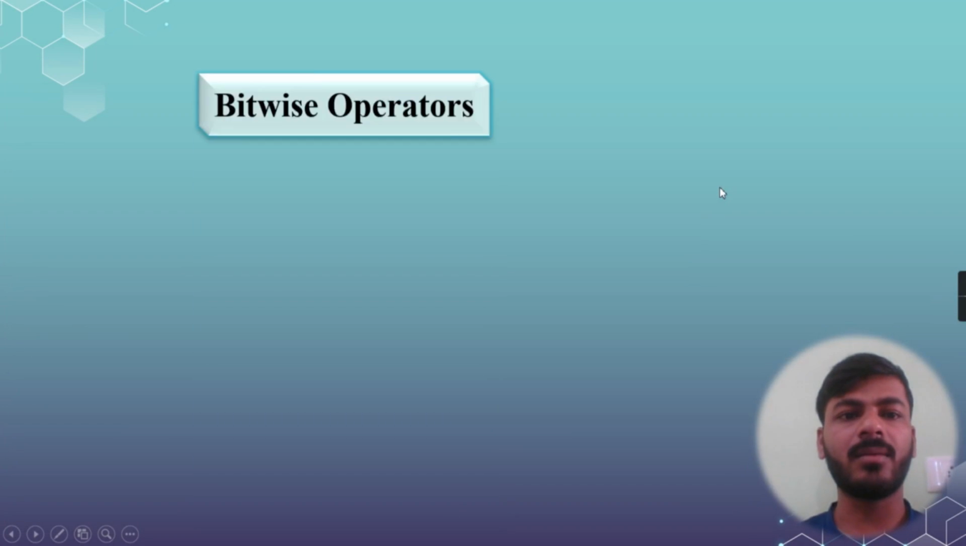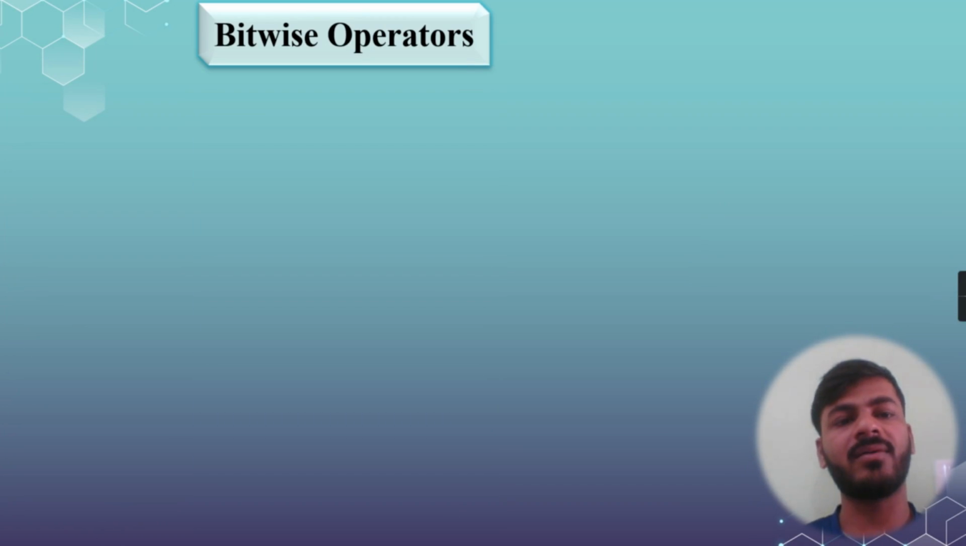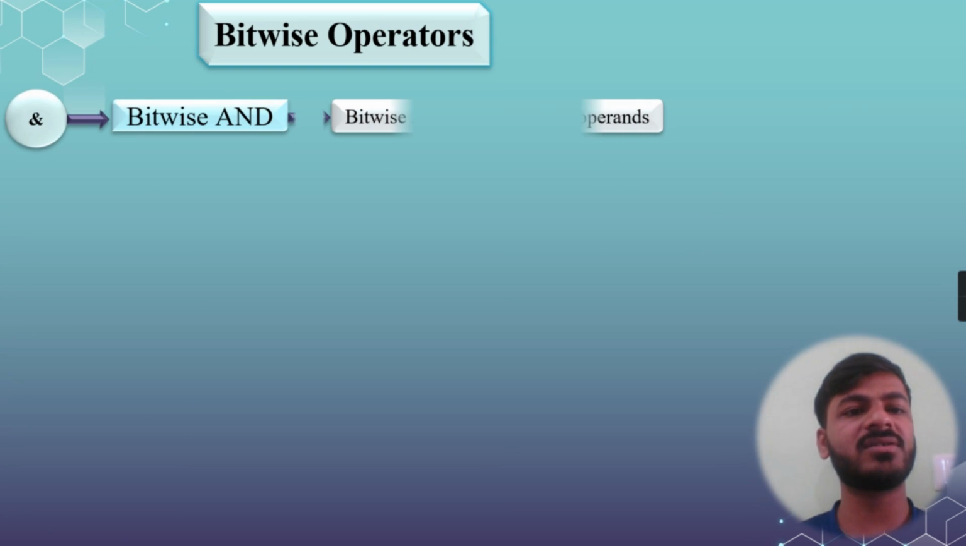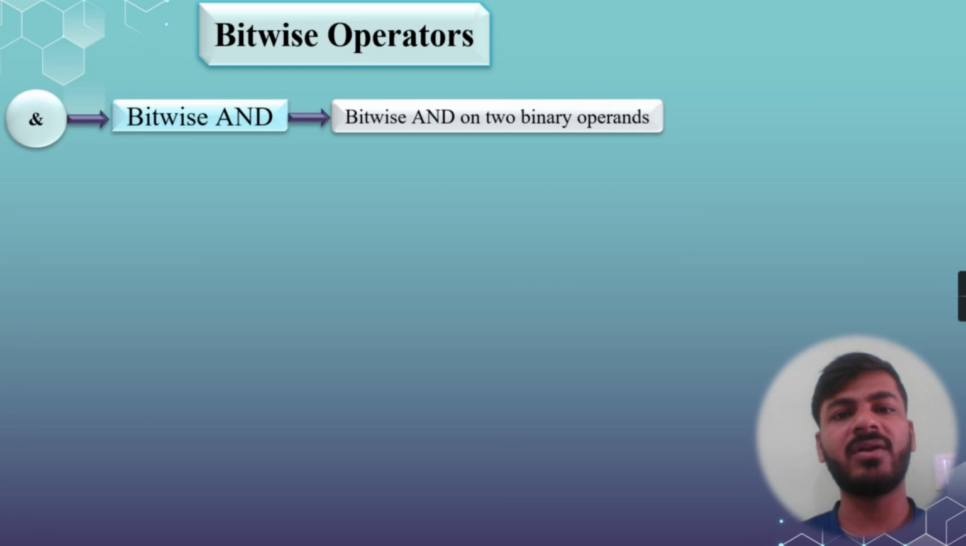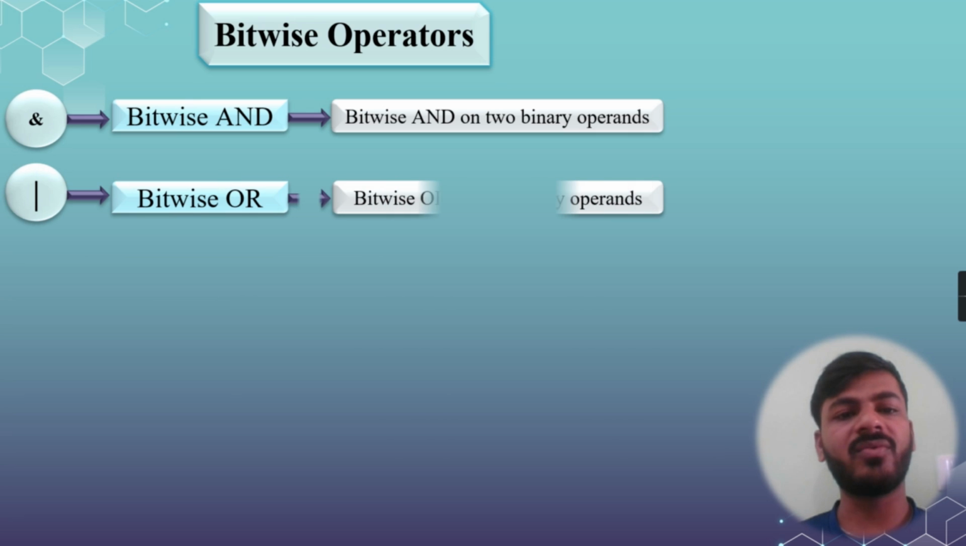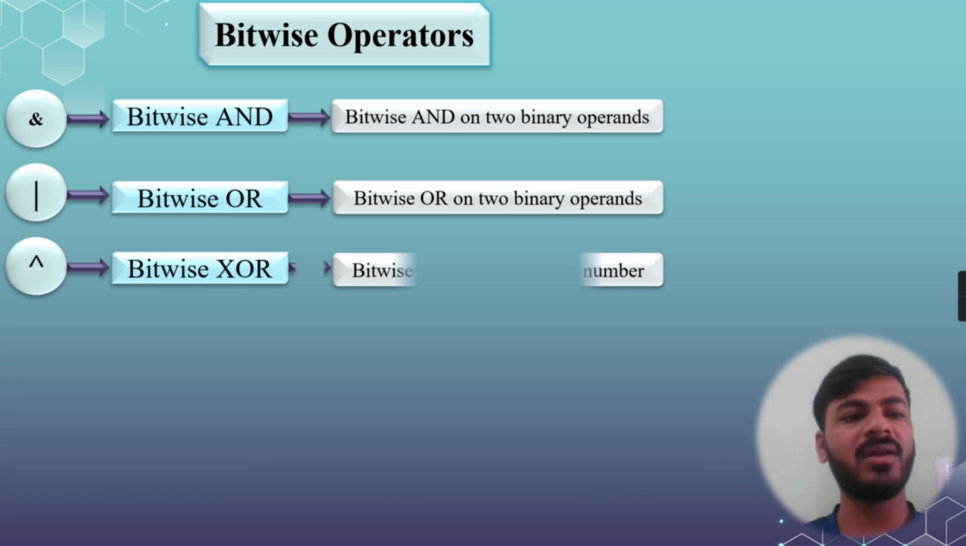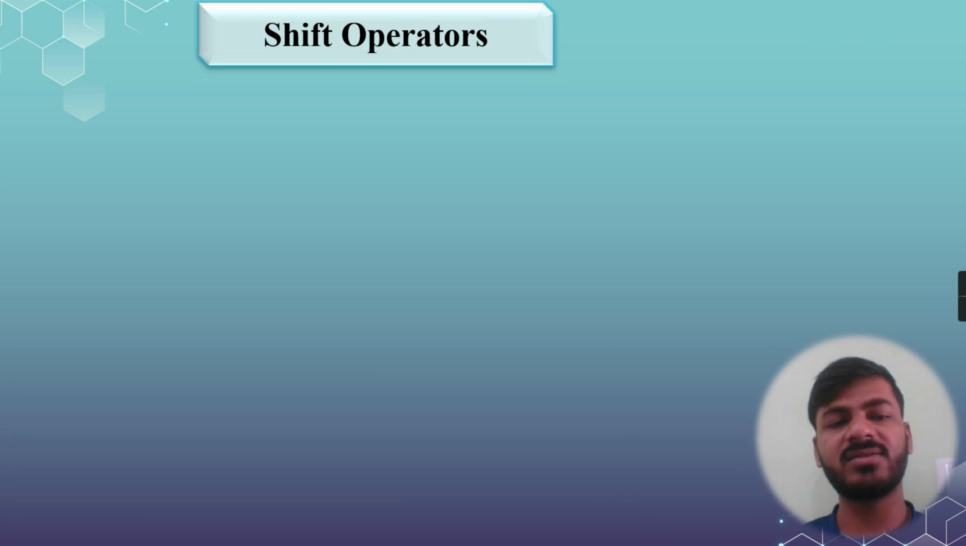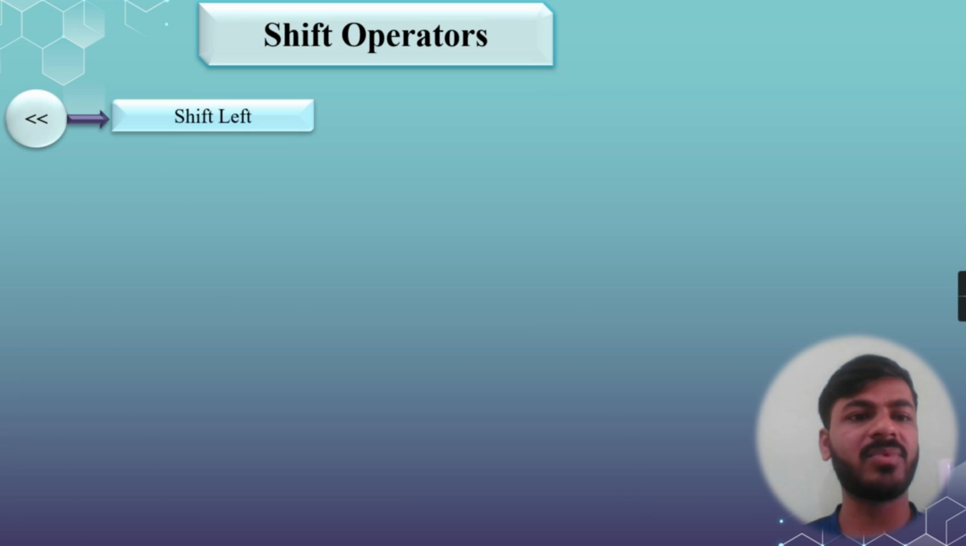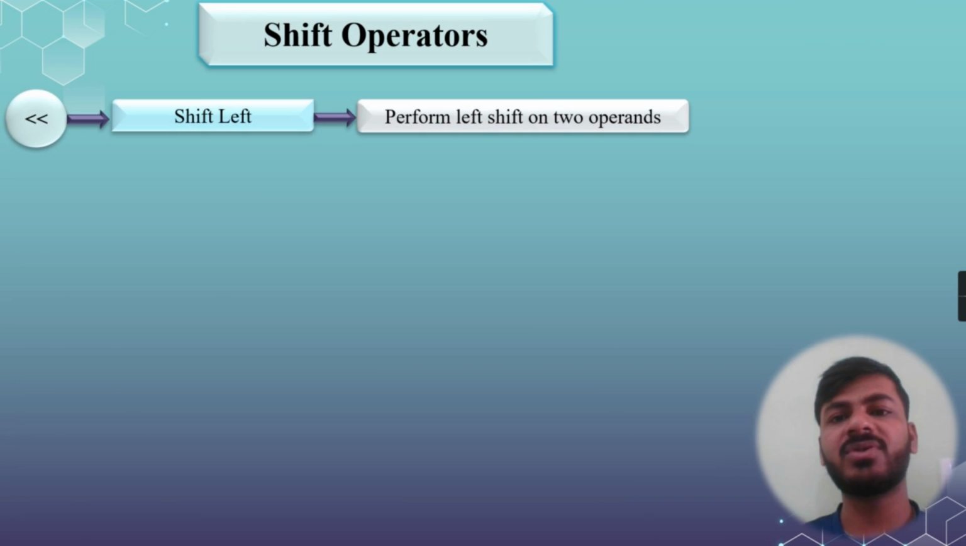We'll see what bitwise operators are available in Verilog. The first is bitwise AND, which will perform AND on two binary operands, but it will perform the operation bit by bit. Similarly with bitwise OR, which will also perform the operation on two binary operands, and similarly with bitwise XOR. We also have shift operators in Verilog, so that is shift left, which will perform a left shift on two operands.